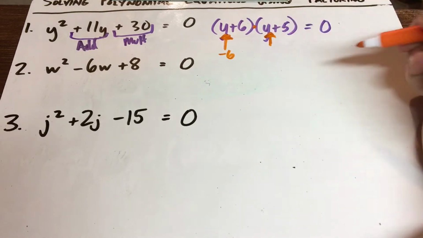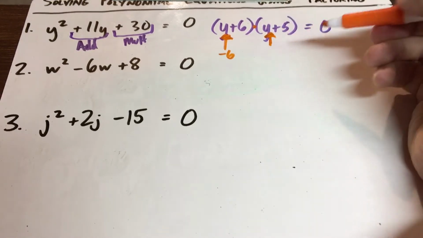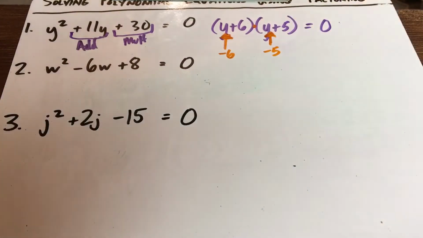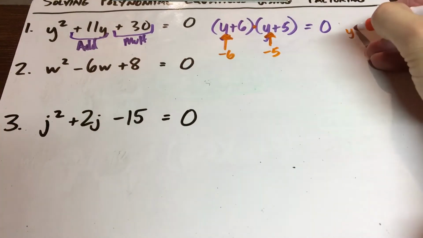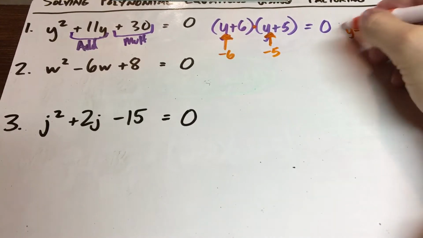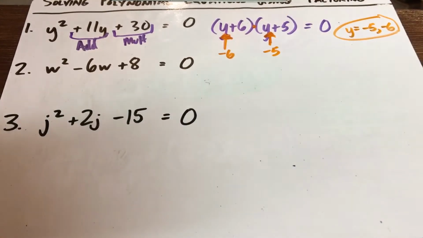What number would I substitute into the second parentheses if I was interested in making the second parentheses equal 0? That would be negative 5. And so for number 1, y equals negative 5 and negative 6. You can put the word or in between them if you want. I just put a comma in between them just to kind of save space.